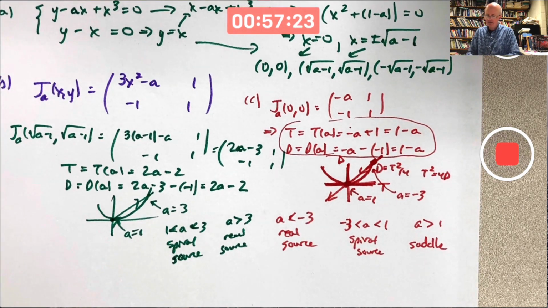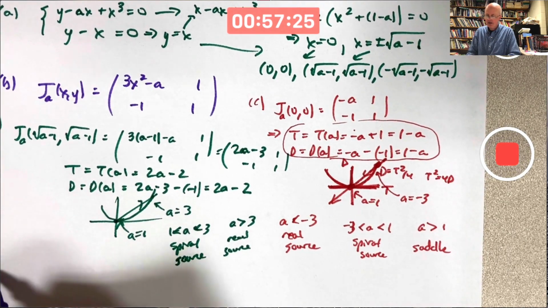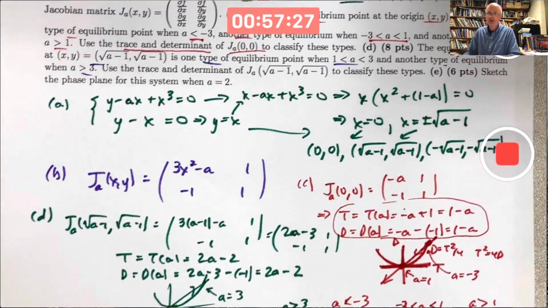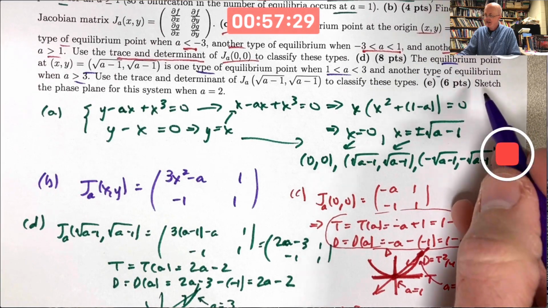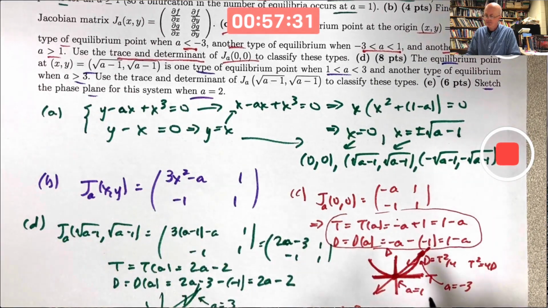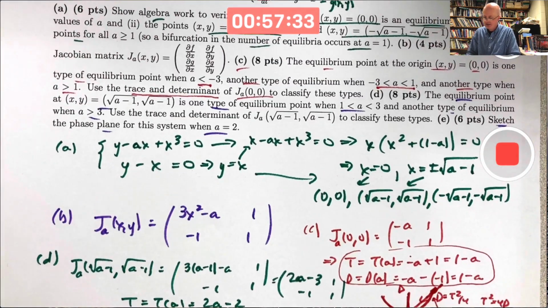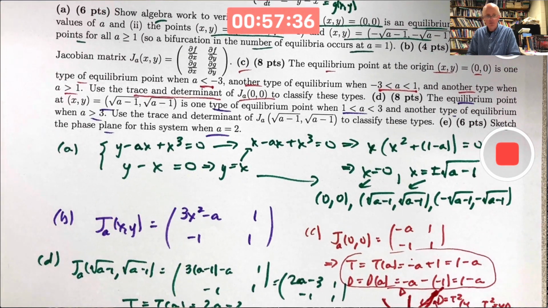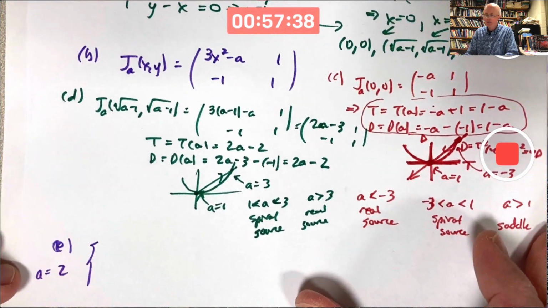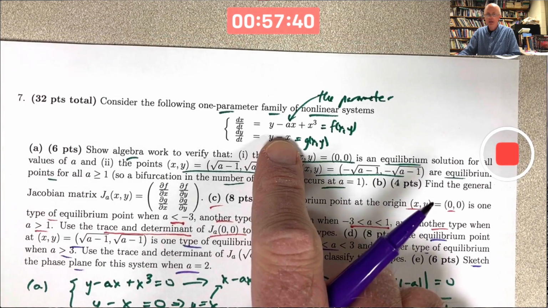Last part, E. And then we're on to the multiple choice and true false. We're almost done. Sketch the phase plane when a is 2. So when a is 2, what does the system become? Look back up here, replace the a with 2.